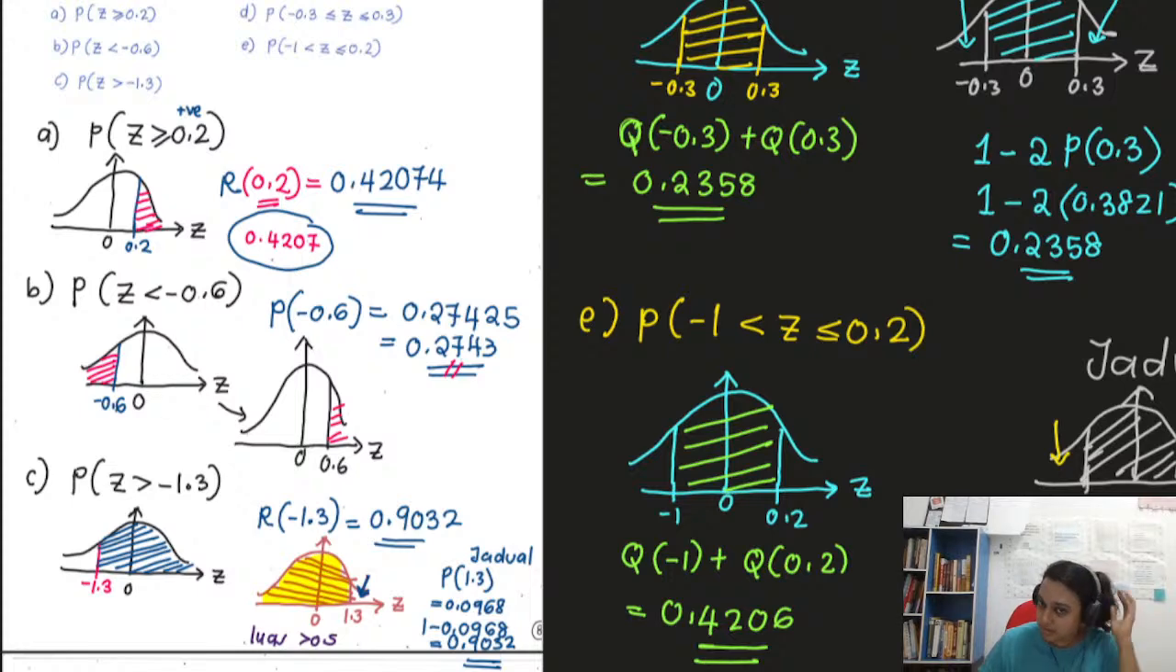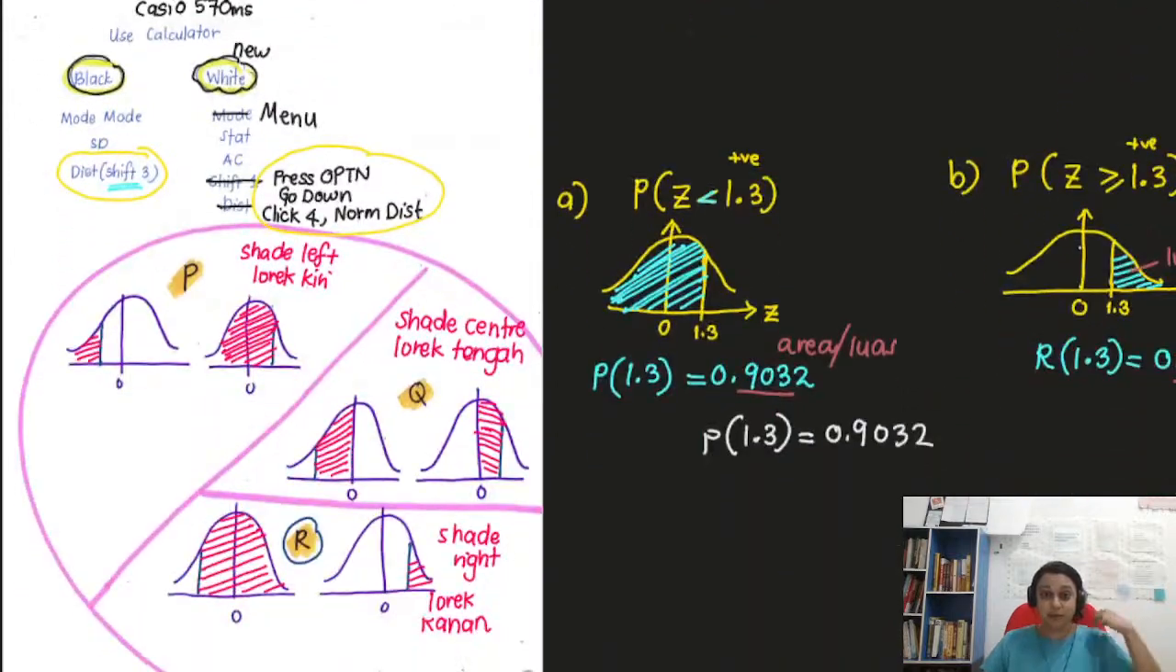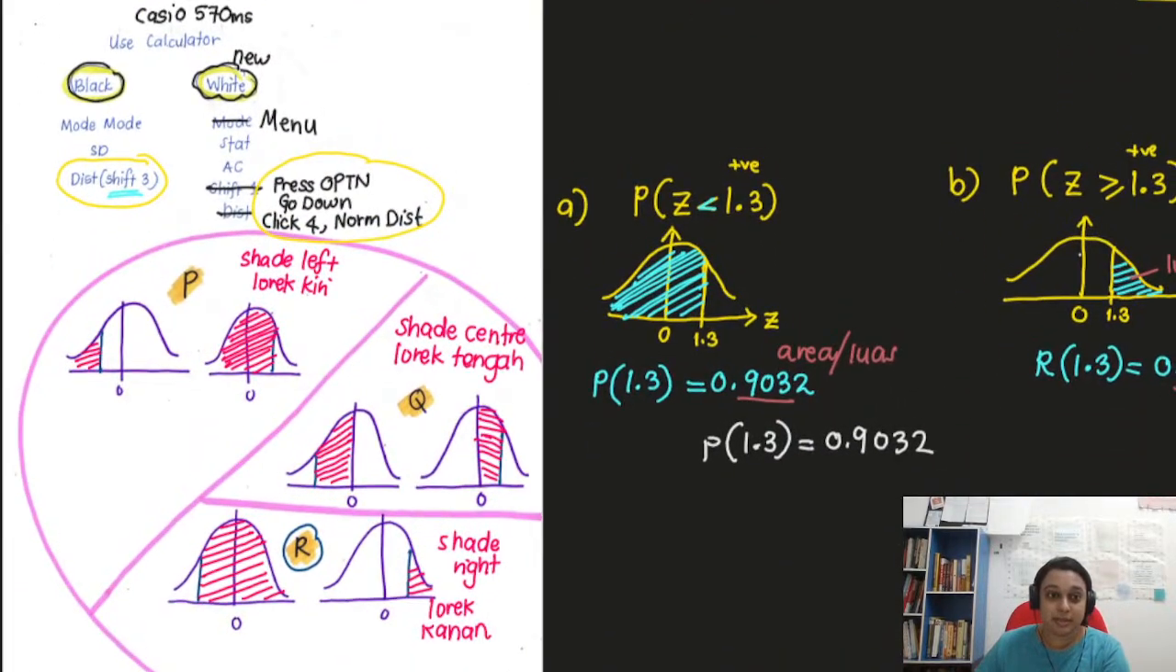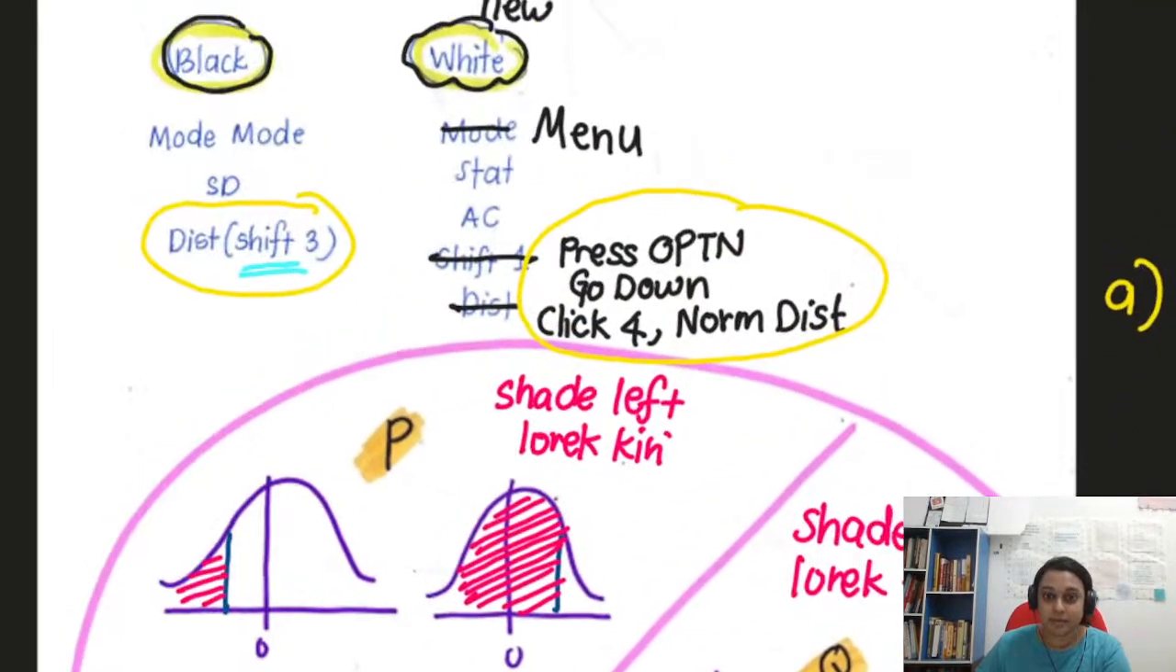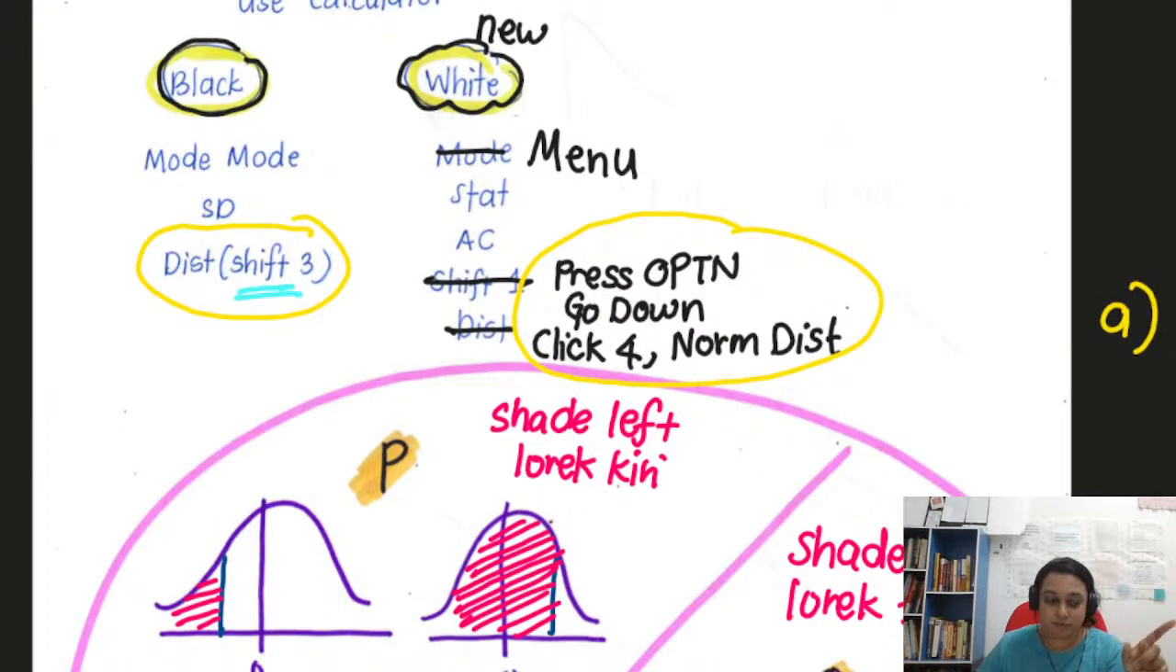How do you do it in the calculator, teacher? I forgot. Calculator, okay. You have the notes with you? Okay, this one, if you are using Casio 570, the black color, we use mode SD distribution. To press distribution, you must press shift 3. If using the new calculator, you use menu statistics, the one teacher wrote.